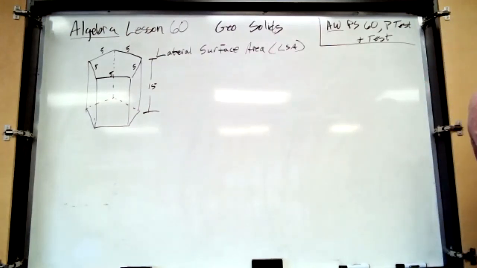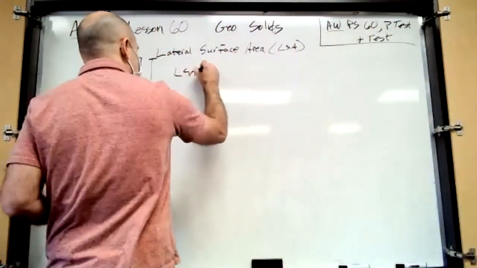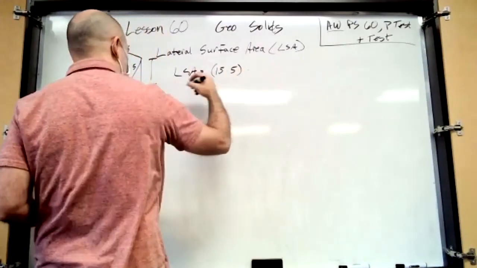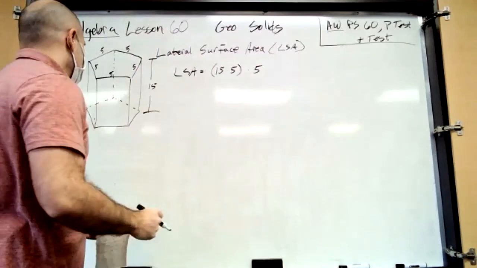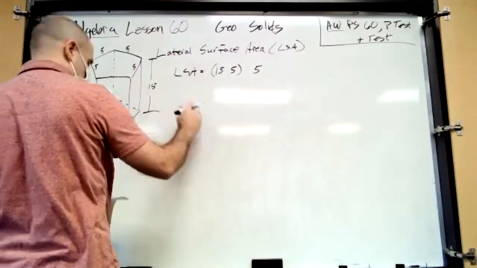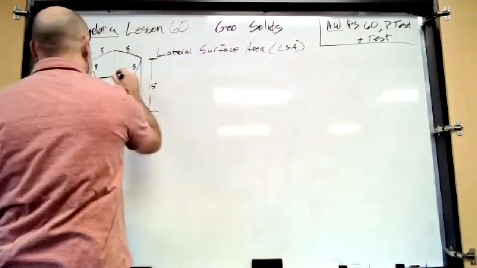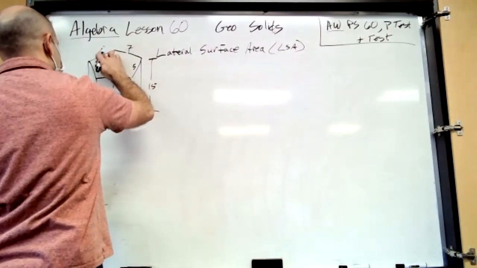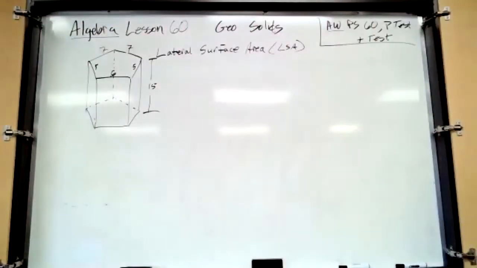Any ideas? Yeah. 15 times 5. Yeah, you could do that. So LSA equals 15 times 5. And then times, how many are there? 5, right? So you could find the area of each of these. Well, what if these were all different? What if this was like 6, that was 5, that was 5, that was 7, and that was 7. How do you find the lateral surface area of that, yeah?